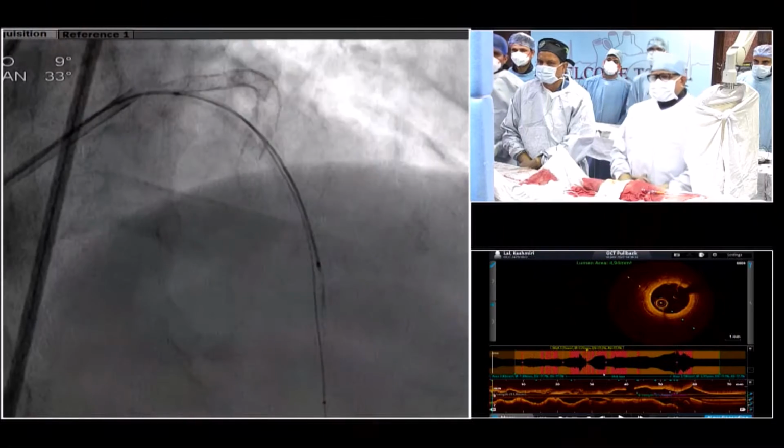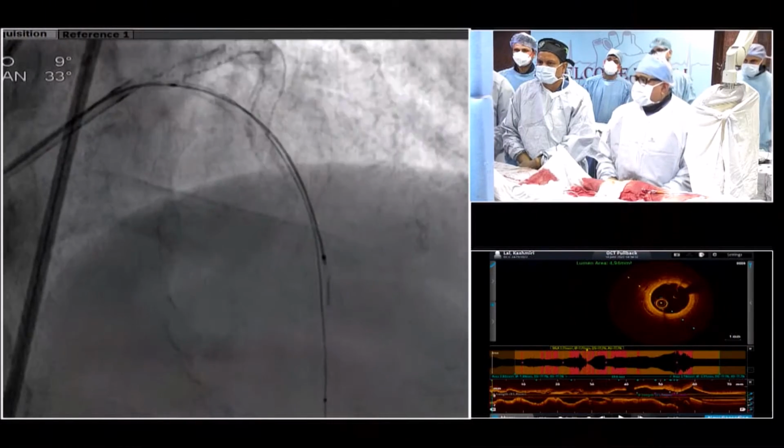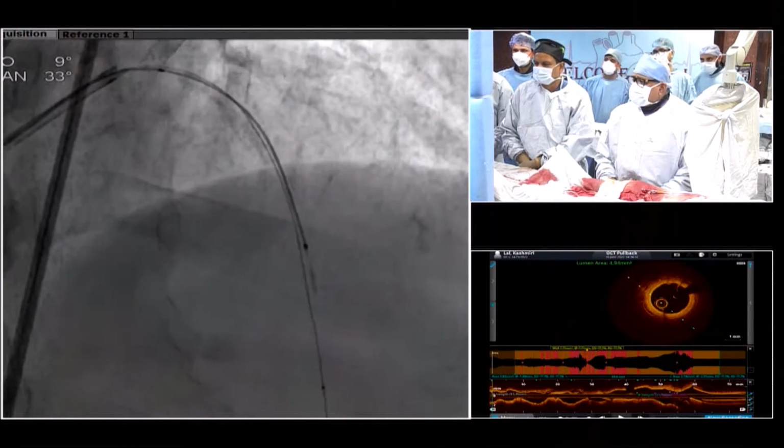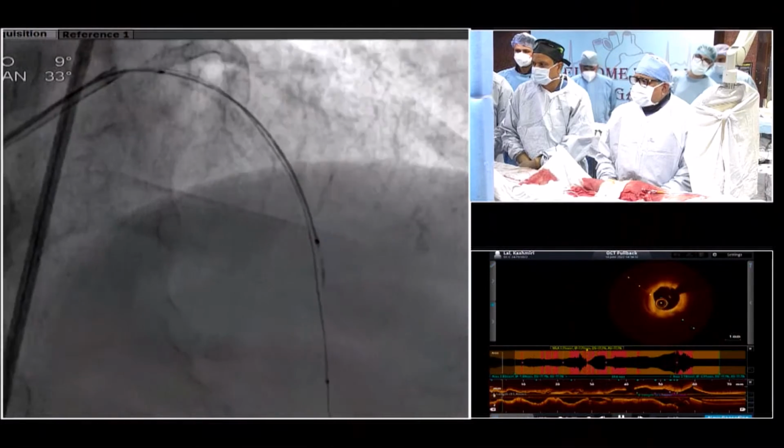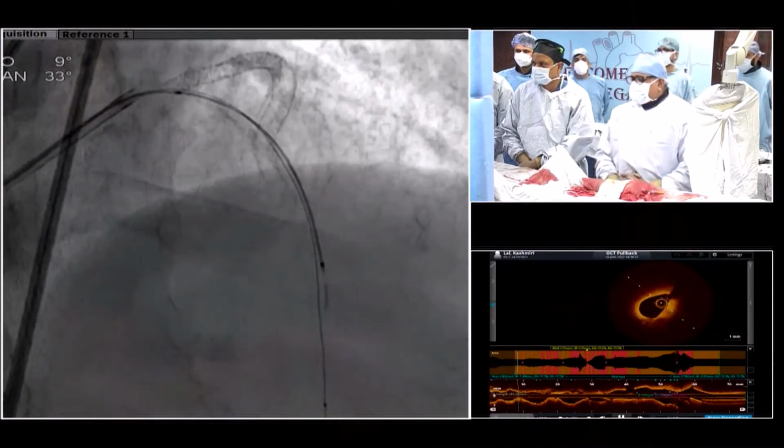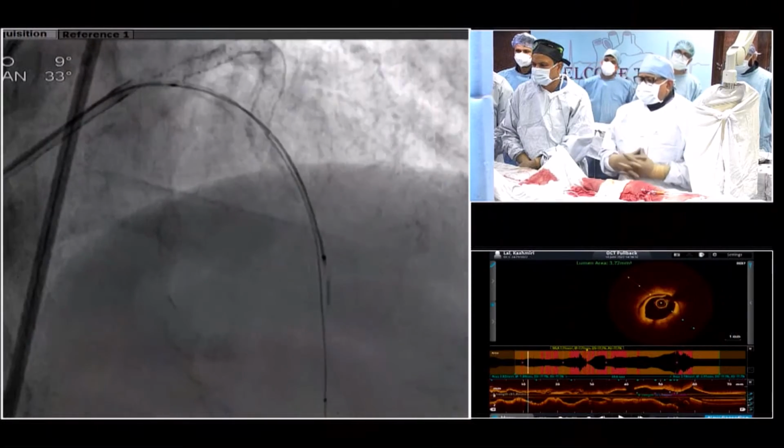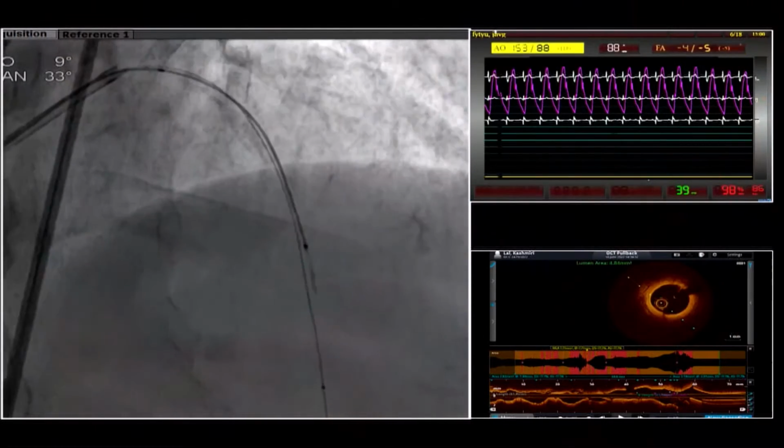Next. And here we are with the OCT. So can we run the OCT? First run. Can you display the OCT run on the big screen, please?